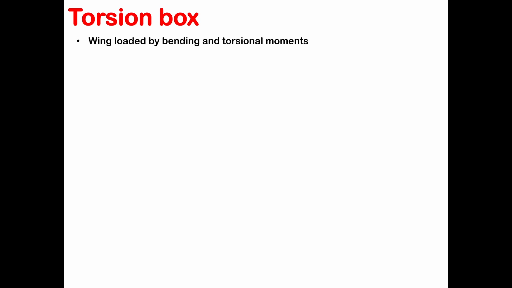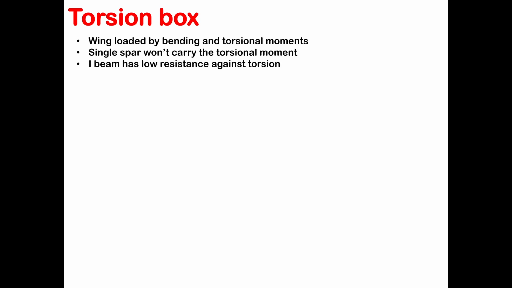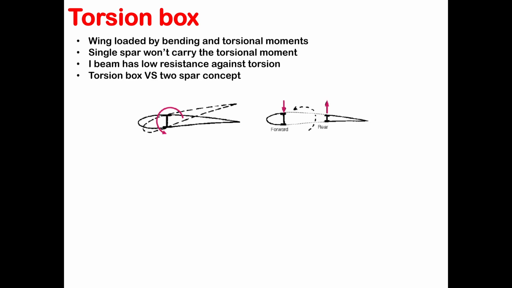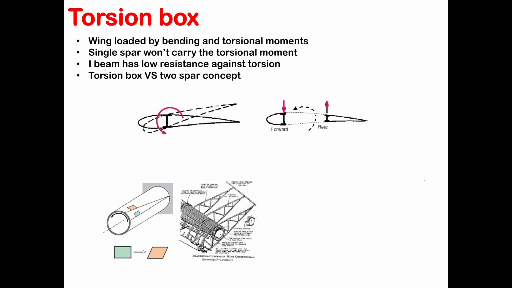The wing is always loaded by bending and torsional moments. A single spar cannot carry the torsional moment, mainly because an I-beam has a very low resistance against torsion. So we can either have two I-beams, two spars, to circumvent the torsion load that is being applied on the wing, right? Or we can have something called a torsion box.